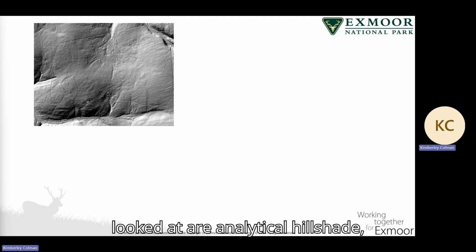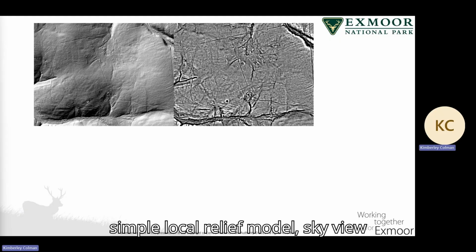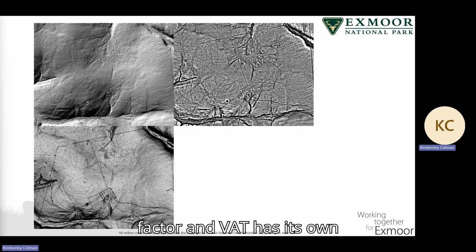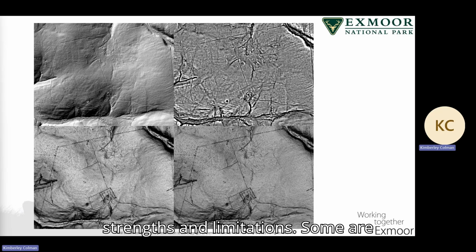So each of the visualizations we've looked at, analytical hillshade, simple local relief model, sky view factor, and VAT, has its own strengths and limitations. Some are better at showing features than others. You may have already noticed or will begin to notice that certain features stand out more clearly in one visualization than another. There are many other visualizations that can be created using Lidar data, but for this project, we're focusing on these 4, as they're especially useful for interpreting the Exmoor landscape.